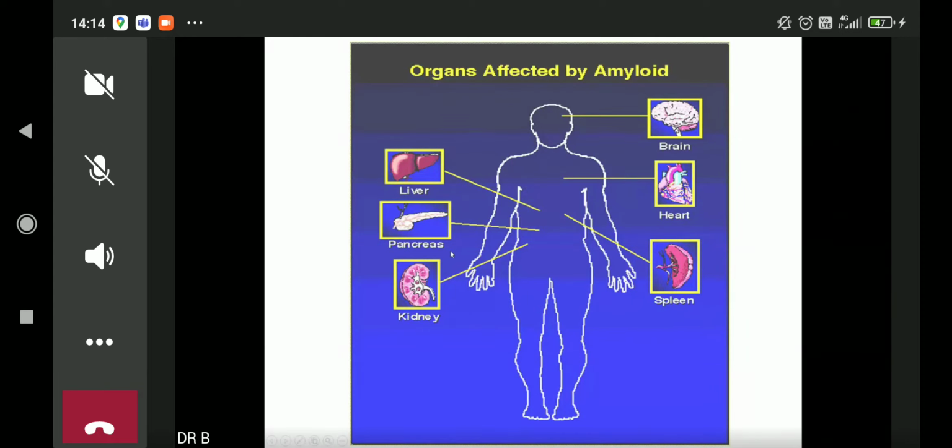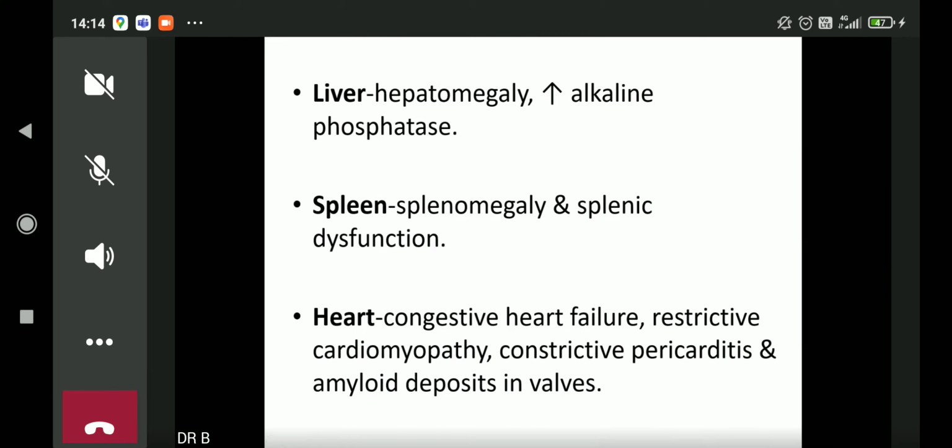So this is just a schematic diagram showing the various organs that can be involved. These are the primary organs: liver, pancreas, kidney, spleen, heart, and brain. So what happens when something deposits in an organ? Initially, the deposition is not marked, so it won't cause gross changes. But eventually, as the deposition continues, in the liver, it will get enlarged, leading to hepatomegaly and derangement of the enzymes. In the spleen, it will cause splenomegaly and splenic dysfunction. In the heart, it will cause congestive heart failure.